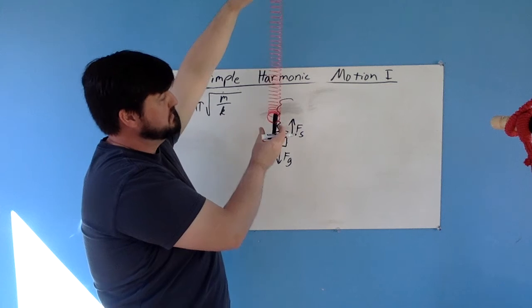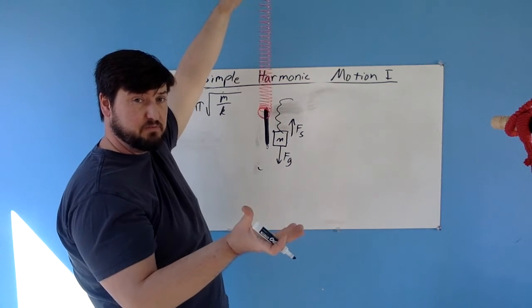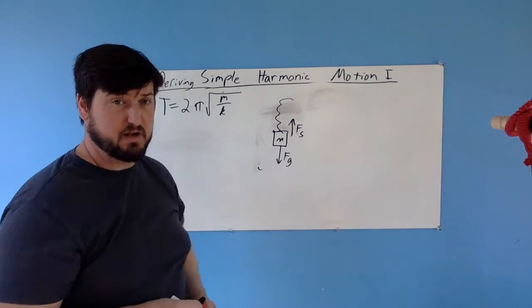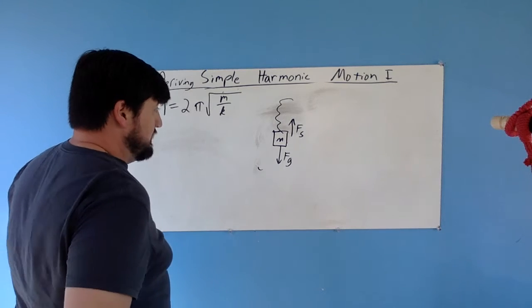So what does that mean? It means that they just kind of hang there. They cancel out. So it means those two forces have to be equal. Those are the only two things we have to consider right now, okay? So this is why it's easier for a spring. So let's figure this out.